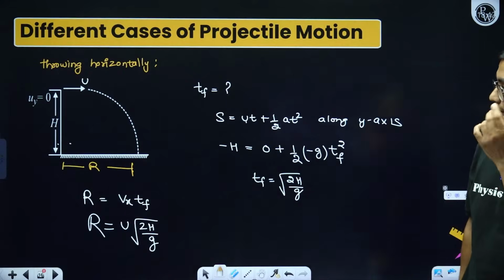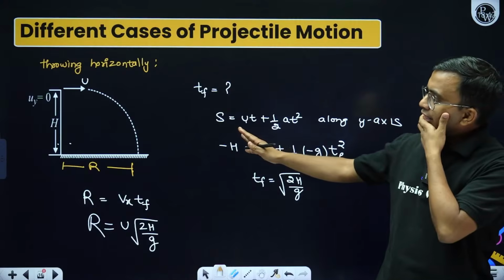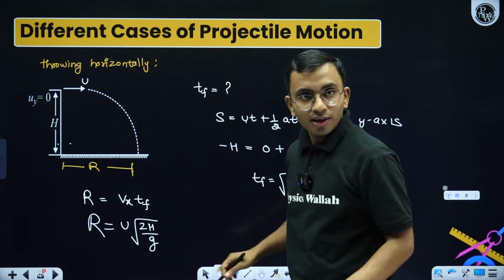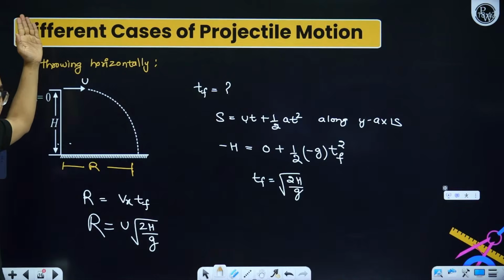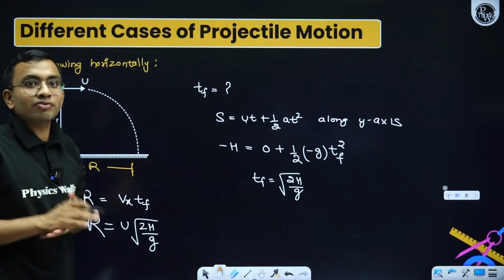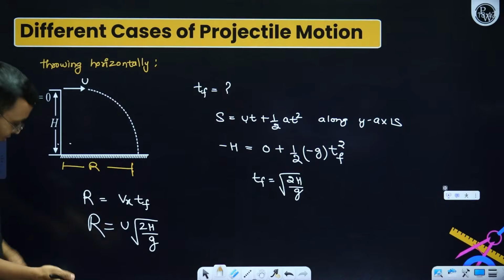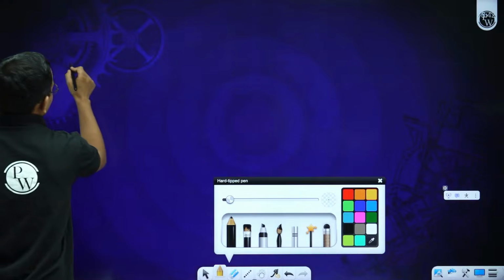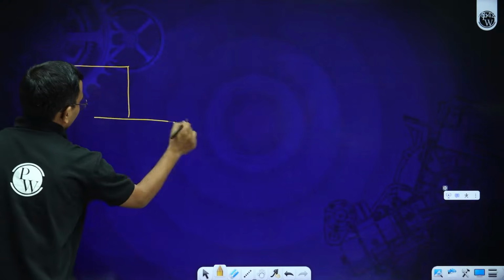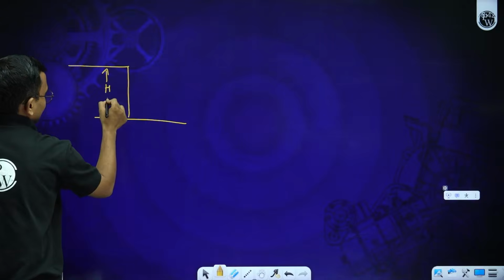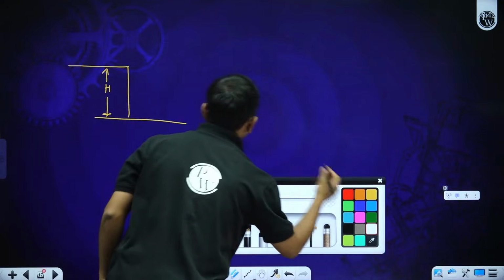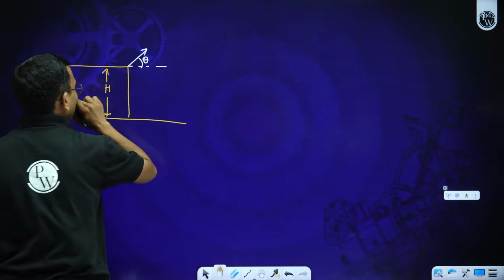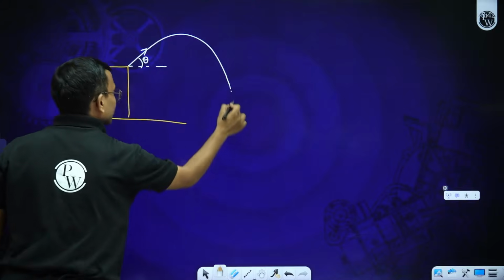Okay. Now, this was the condition when you are throwing it horizontally. What will change if you are throwing the particle at a certain angle, above the horizontal or at a certain angle below the horizontal? How will the things change? Okay, let us take, this is h. You are throwing a particle now at some angle theta with the vertical. Then the particle will go like this and will come.